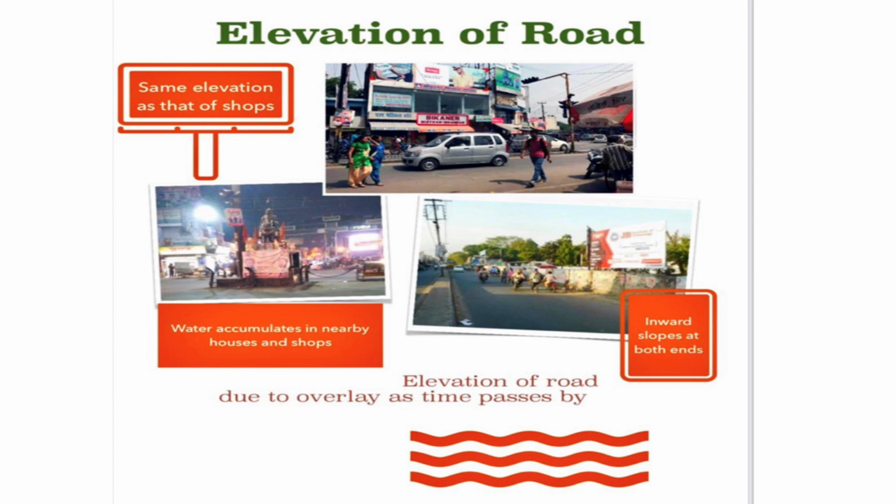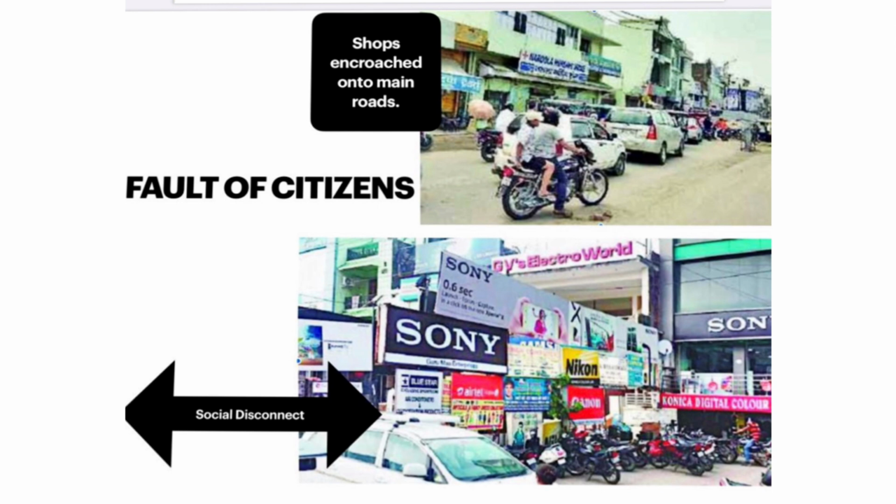In the past, the elevation of roads was lower than that of the shops, but due to cementing of roads and layering them again and again, the road and the city are all at the same level, and water gets filled in the shops during monsoons. Apart from the municipal corporation, it's the fault of the citizens that this condition worsened over the years. People excessively built shops along the roads, didn't care about the local greenery, encroached onto the road, and failed to think of their responsibility of maintaining the city. And thus, there was social disconnect.